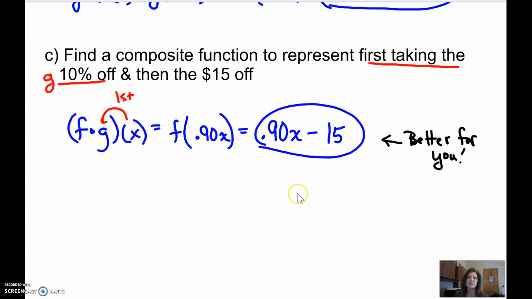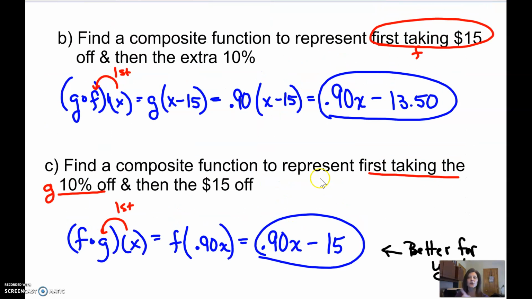So that's the better deal for you. But if you're the store manager, you're going to say, no, we first take the dollar off, then we apply the percent off. And if you're a shopper at Kohl's, you know that's how they always do it.